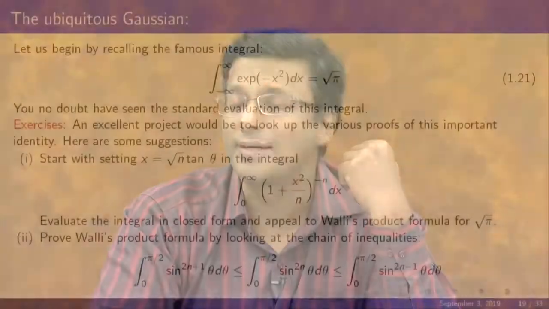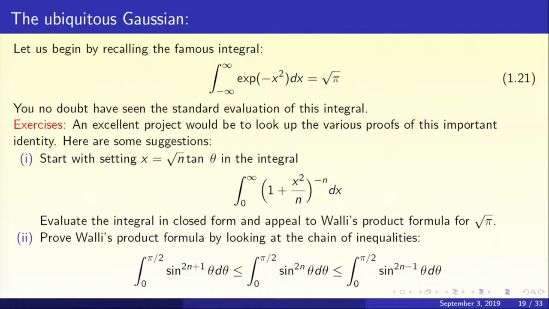And then what about the dx term? x equals root n tan theta. So dx is root n secant squared theta d theta. So finally, the integrand becomes cos theta to the power 2n minus 2.